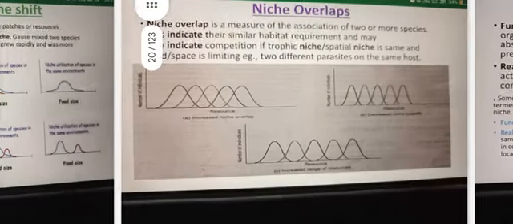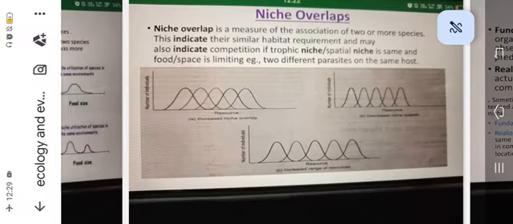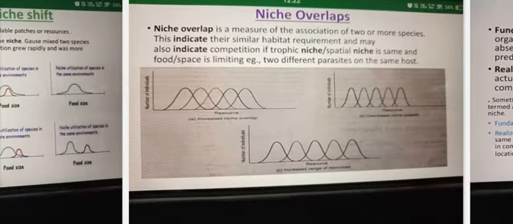Niche overlap. Niche overlap is a measure of association of two or more species. This indicates their similar habitat requirement and may also indicate competition if the trophic niche and spatial niche are the same and food and space are limited. For example, two different parasites on the same host.